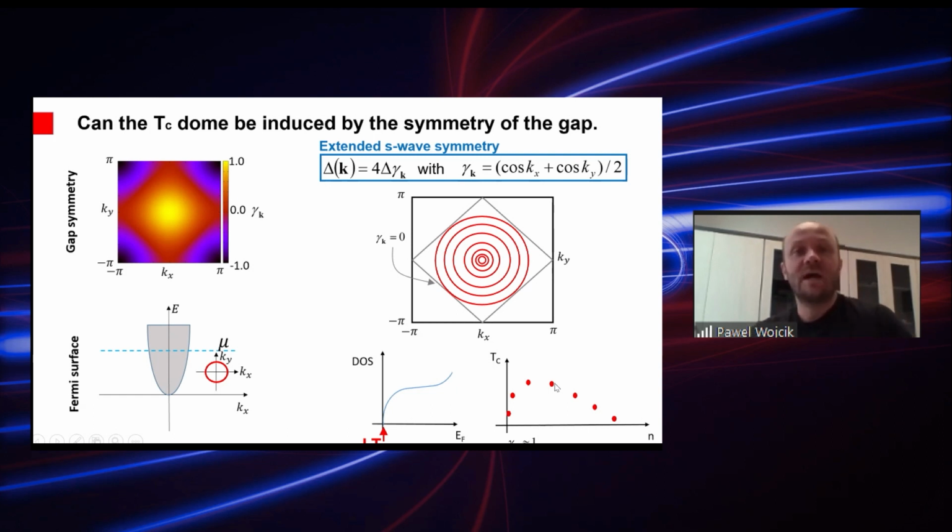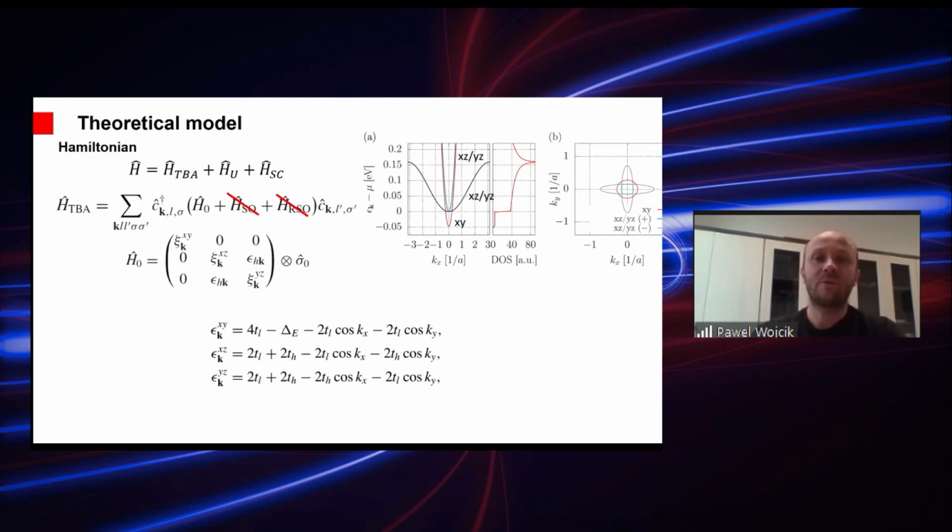Now the question is, how can we apply this very simple model to our system and explain this characteristic dome of the critical temperature in STO/LAO? Our theoretical model is described by a Hamiltonian which consists of 3 parts. Here we have a tight-binding approximation, the repulsive Coulomb interaction, and a part responsible for superconductivity.